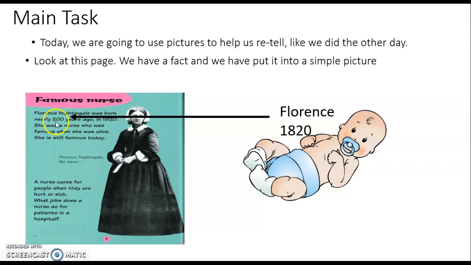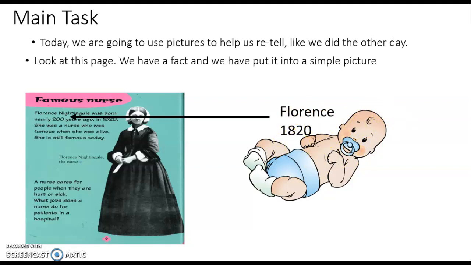So Florence was born nearly 200 years ago in 1820. I can't draw on the computer, so what I've done is I've just copied a picture from Google of a baby. So I've got the name Florence, or if I didn't know how to spell Florence, I could just put F, and then I've put 1820, and then I've drawn a baby. So then when I look at that picture, it tells me Florence was born in 1820.